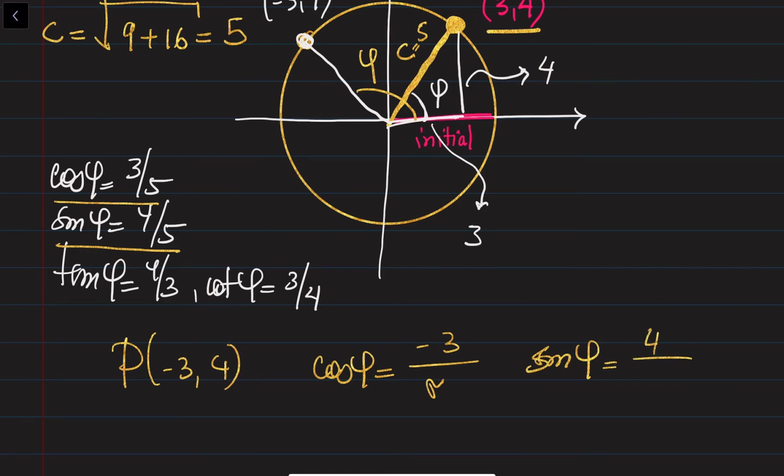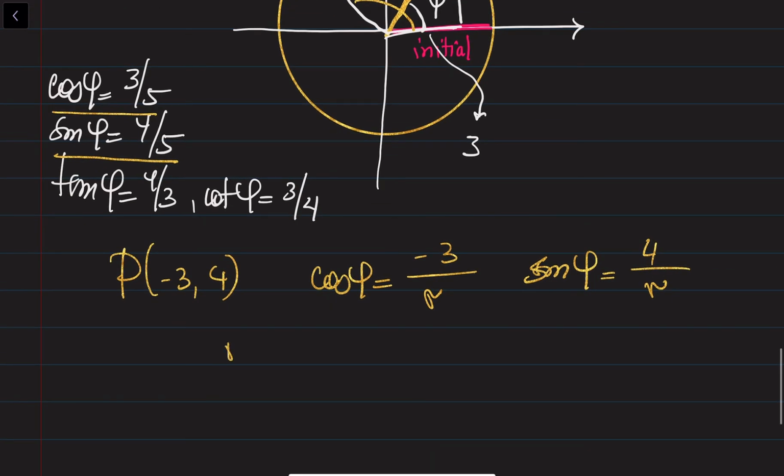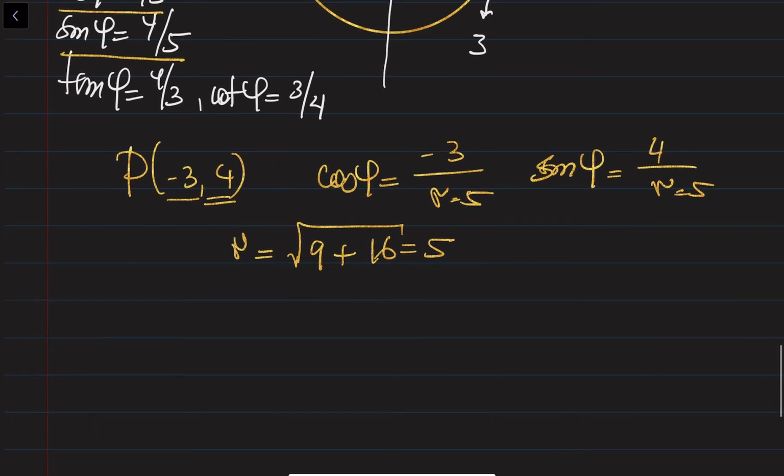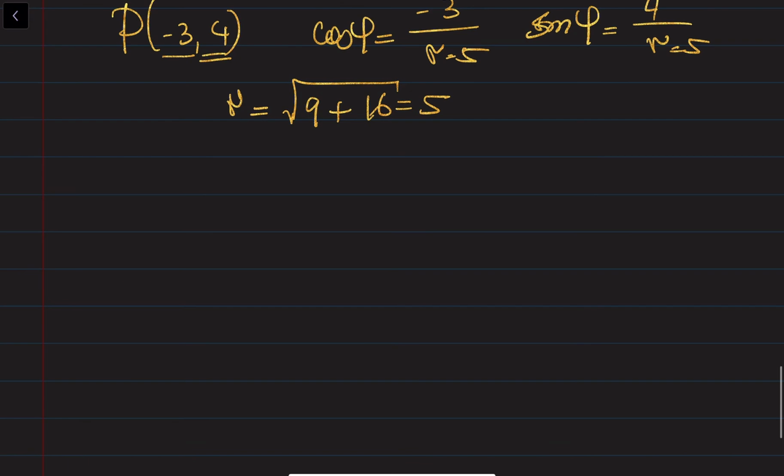And you are always going to find the radius by just taking the x-coordinate in the square plus the y-coordinate in the square and taking the square root, which is going to be equal to 5. So you can just substitute the 5 here. So the cosine of this angle is going to be minus 3 over 5, and the sine of this angle is going to be equal to 4 over 5.